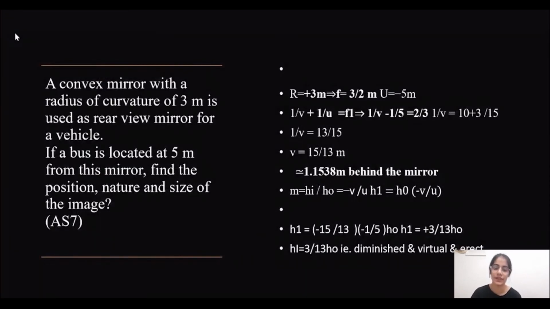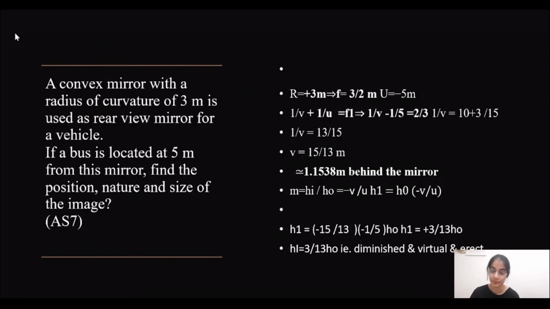A convex mirror with a radius of curvature of 3 meter is used as a rear view mirror of a vehicle. Now, if a bus is located at 5 meter from the mirror, you have to find the position, nature and size of the image. You have radius as 3 meter. We know the aperture is small, so focus will be just half of radius, which will be 3 by 2 meter. Now, since it is a convex mirror, the object distance will still be negative, it will be -5. If you apply the mirror formula, you will get v as 15 by 13 meters, which is 1.15 meter.